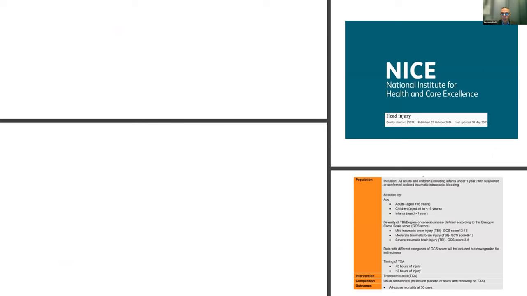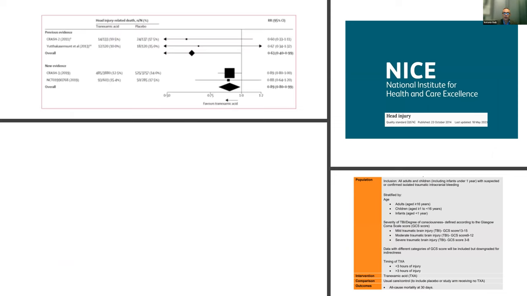So what is actually new recently is that the National Institute for Health and Care Excellence in the UK has finally released this new update, which now recommends using tranexamic acid in traumatic brain injury. Before, isolated traumatic brain injury was excluded. TXA was recommended for major trauma, but TBI was excluded. And this is quite a step forward.